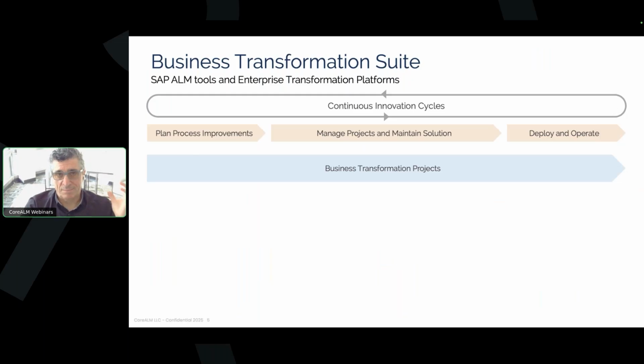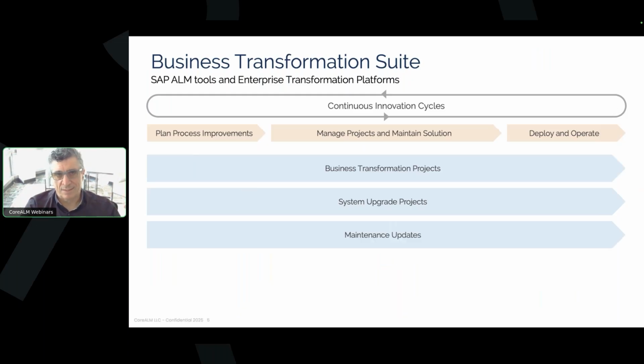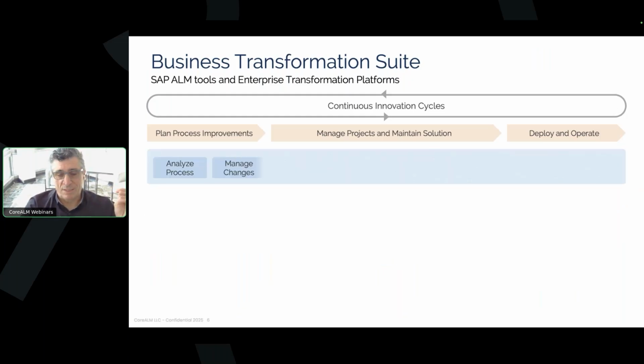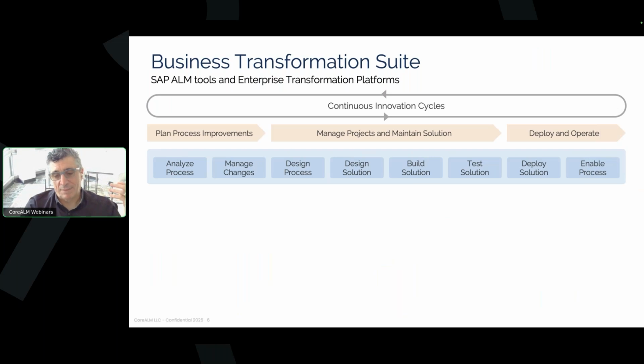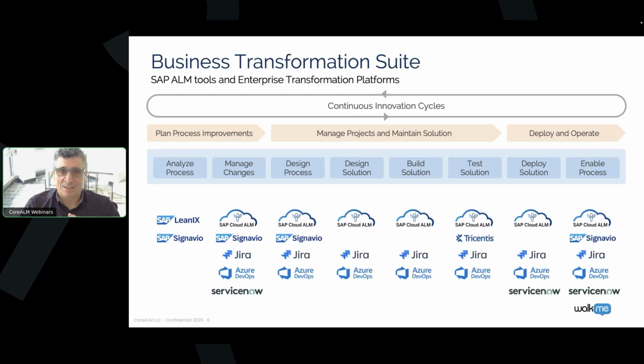This is true regardless of whether you're doing a major business transformation project, let's say an S4 greenfield implementation, or a system upgrade project, or even just ongoing maintenance releases. Same process applies effectively. You just do it on a smaller scale. The challenge is that to do these things, you need many different capabilities, and those capabilities exist in a bunch of different tools. Of course, you have the application lifecycle management tools that come from SAP, such as Cloud ALM, which is kind of their current sort of gold standard, cloud-based application lifecycle management. And they have other tools that sort of go around that, like Signavio, Tricentis for testing, and WalkMe for customer engagement, employee engagement and training.